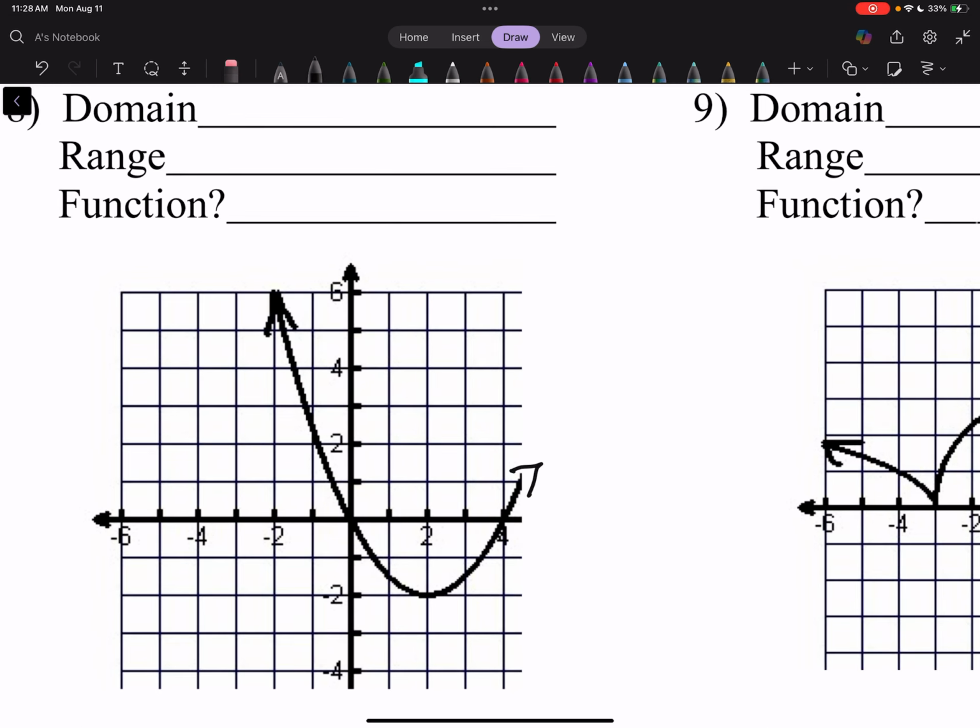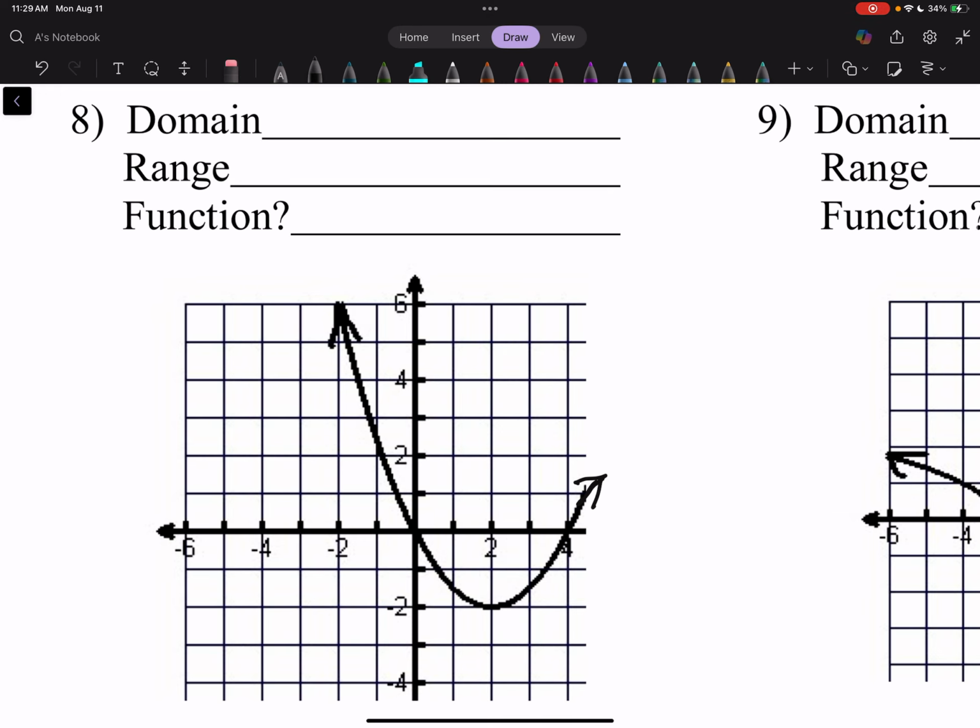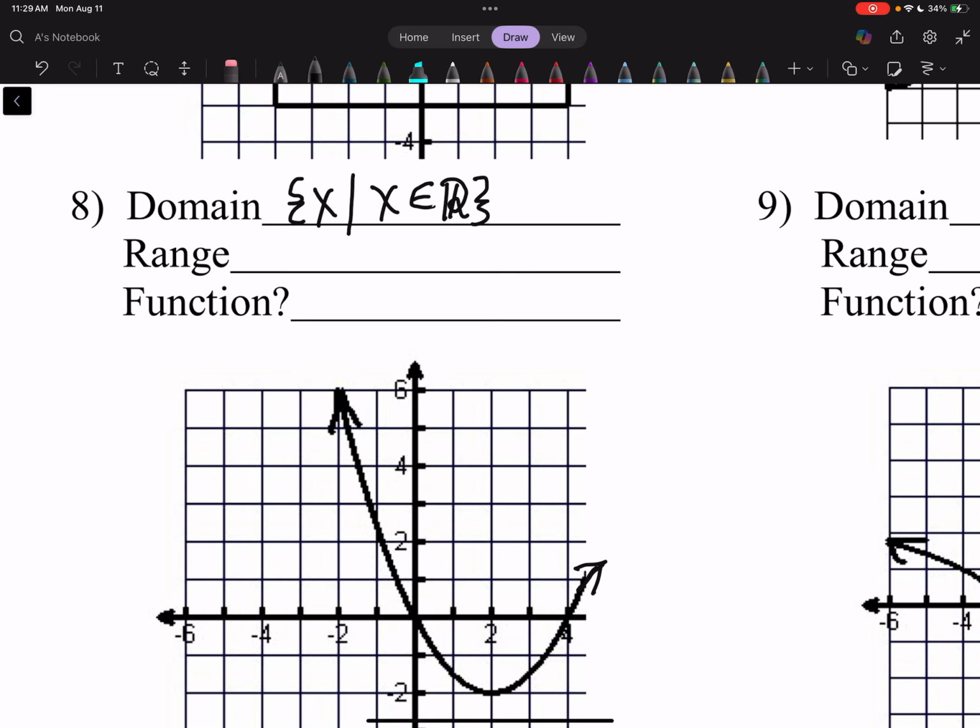For 8, I want to do it just to show you a different way to write set notation for my domain. I have an arrow going left and an arrow going right. So my domain is from negative to positive infinity, but I'm going to use set notation for this. So this is the set of x values where x, this symbol means, is in the set of the real numbers. So this means x is a real number.